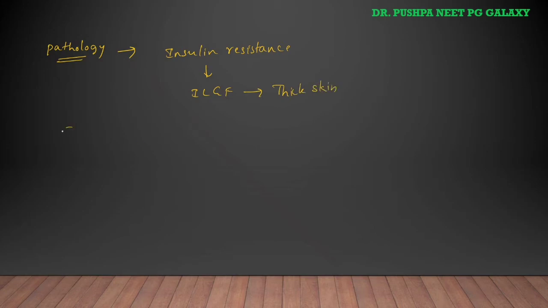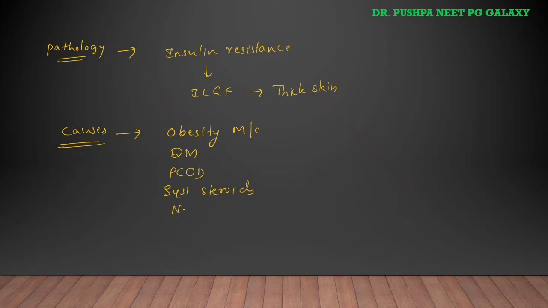What are the causes for this acanthosis nigricans? Most common cause is obesity. This is the most common cause. It can be seen in diabetes and in case of PCOD, and some drugs also cause acanthosis nigricans like systemic steroid, nicotinic acid. Rarely it can be due to a carcinoma. It can be due to gastric adenocarcinoma.